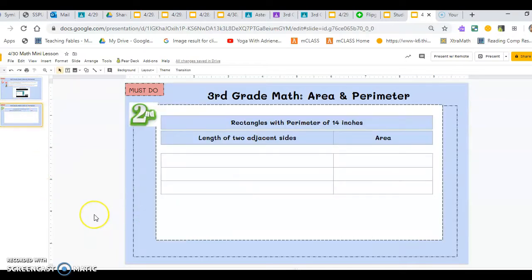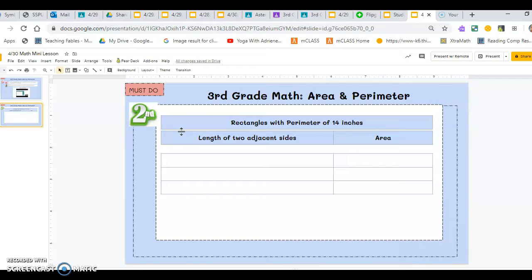Now, this is what we're going to do today. You're going to be asked to compare rectangles by creating them. Rectangles with perimeter of 14 inches. So as we know already, the perimeter is the measurement all the way around the length of all the sides. So length of two adjacent sides. So I need to create as many, your directions are going to be, create as many different shapes of rectangles as you can with the perimeter of 14.